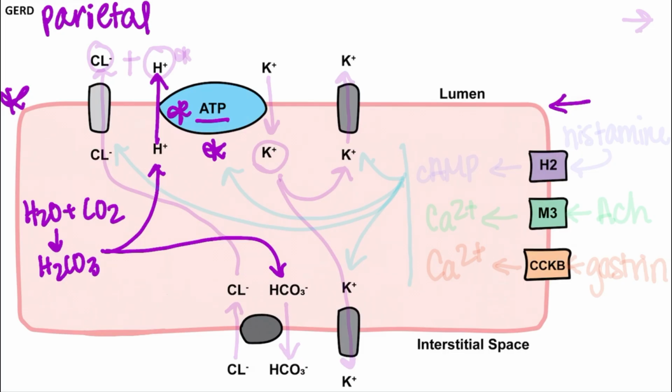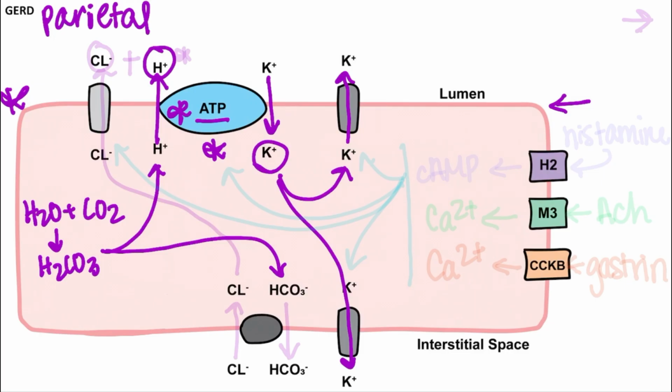So potassium ions are also moved from the GI lumen into the parietal cell to try and compensate for this loss of this positively charged proton. But unfortunately, these potassium ions, once they are inside the parietal cell, will just move from inside to either back into the lumen or back into the interstitial space. So they will not stay there.